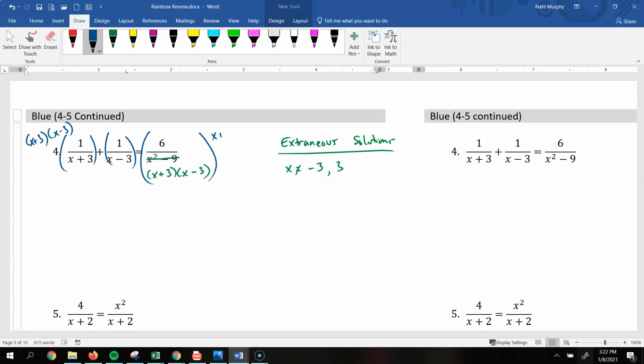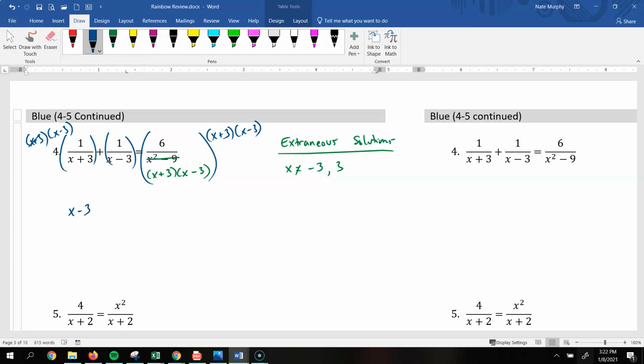Oops, I forgot to write this down, but we're going to have this on the right as well. But going back to that left side, both of those fractions get multiplied by x plus 3 and x minus 3. So when we do the first fraction, it gets rid of the x plus 3, but we're left with a 1 times x minus 3. So we'd have x minus 3 for that numerator, because the denominator is gone.